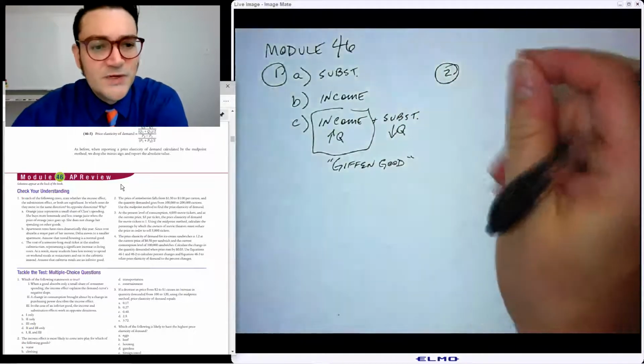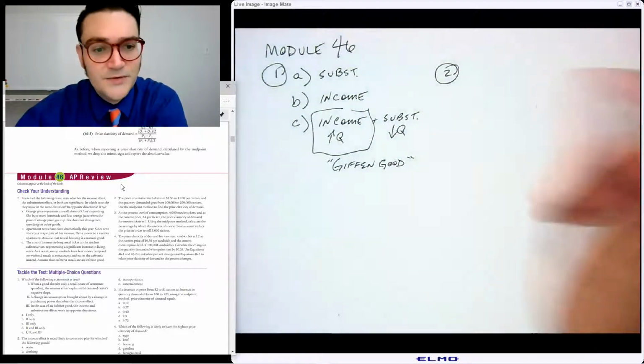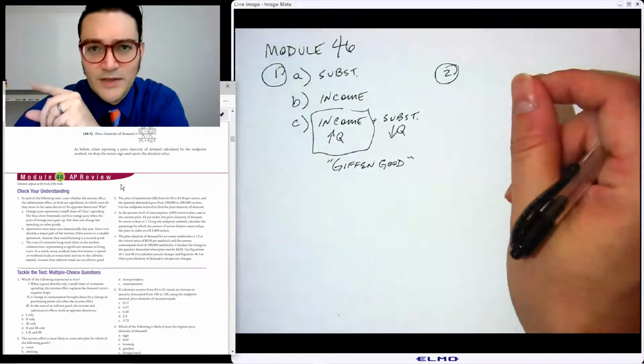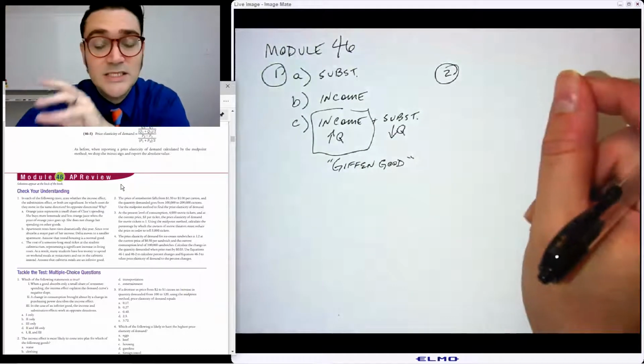The price of strawberries falls from $1.50 to $1 per carton. The quantity demanded goes from 100 to 200, and then it says use the midpoint method to find the price elasticity of demand. So I should be clear, in this class, you will never be asked to do the midpoint method.